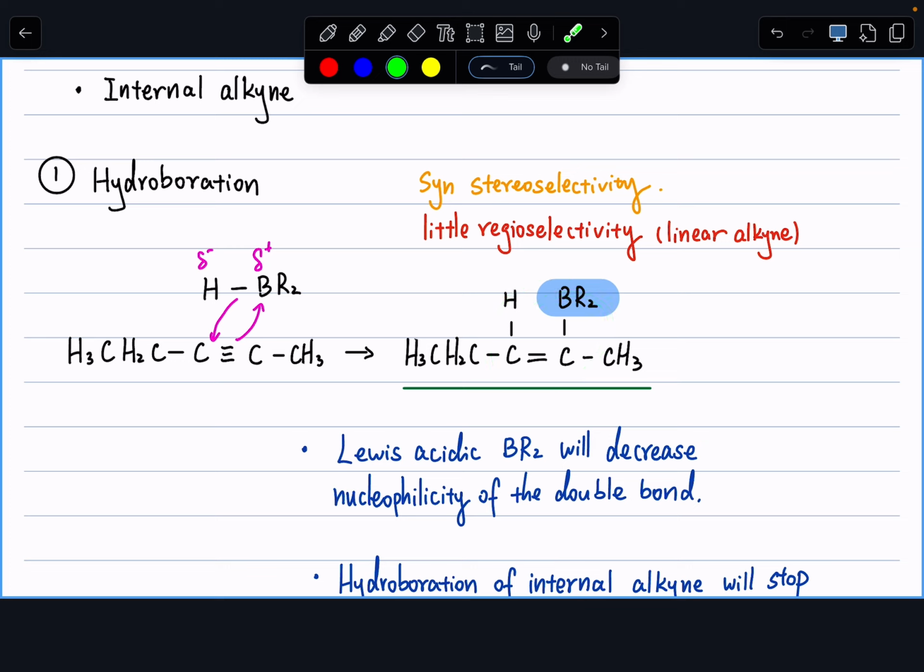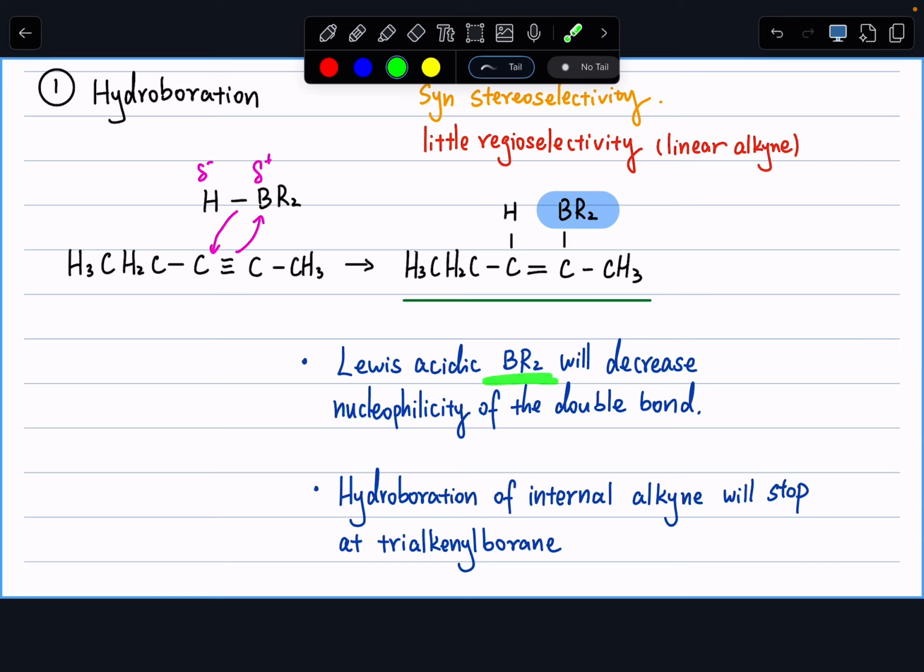So remember, in our previous case, we were discussing the overreaction with halogens and hydrohalogens. Now for hydroboration, because the boron group is a highly Lewis acidic group, it will decrease the nucleophilicity, or decrease how many electrons are in my double bond. So the presence of BR2 will decrease the nucleophilicity of my double bond. And also, we're forming more sterically congested internal groups. So normally, a hydroboration reaction will not overreact, meaning you normally do not have one more BR2 added onto the double bond if it is an internal alkyne.